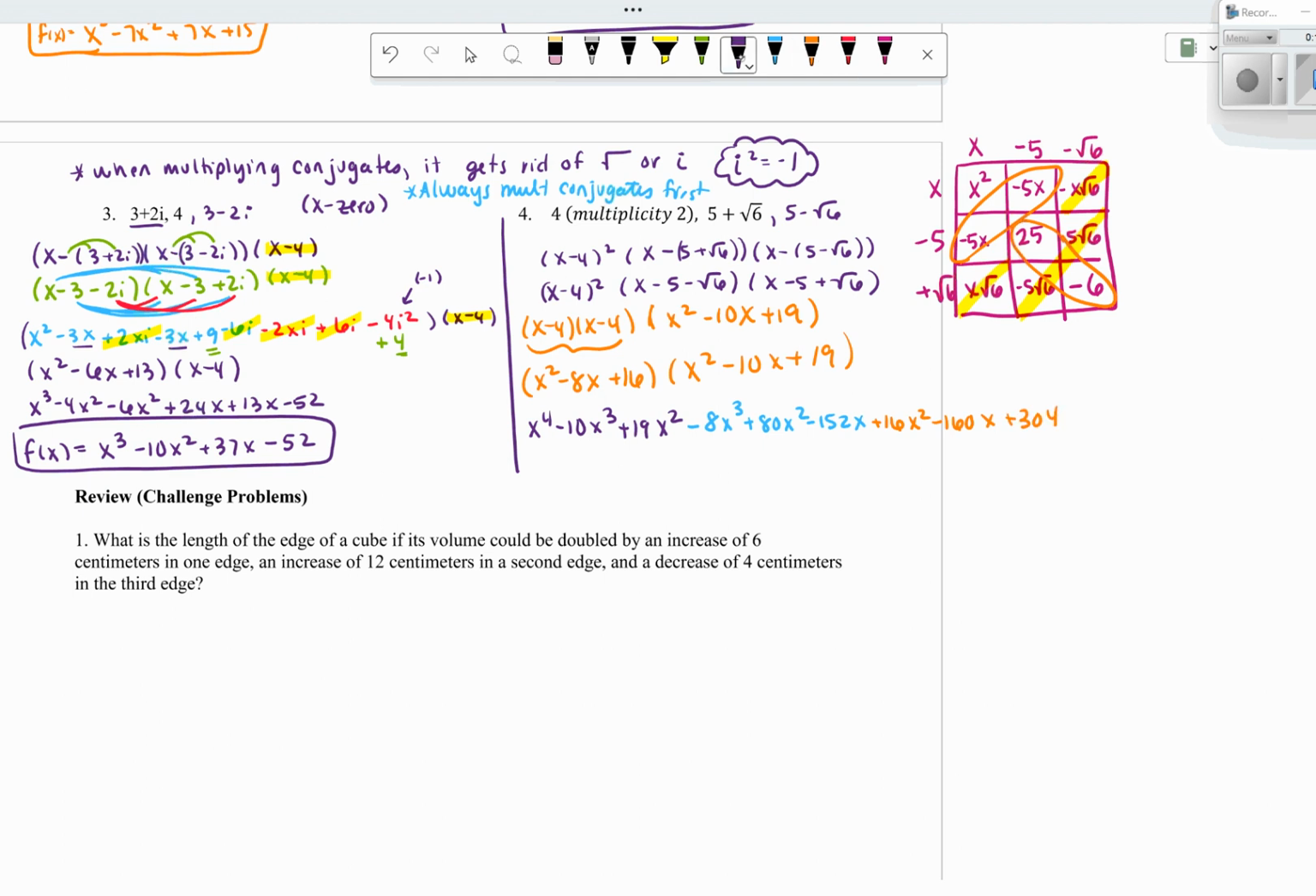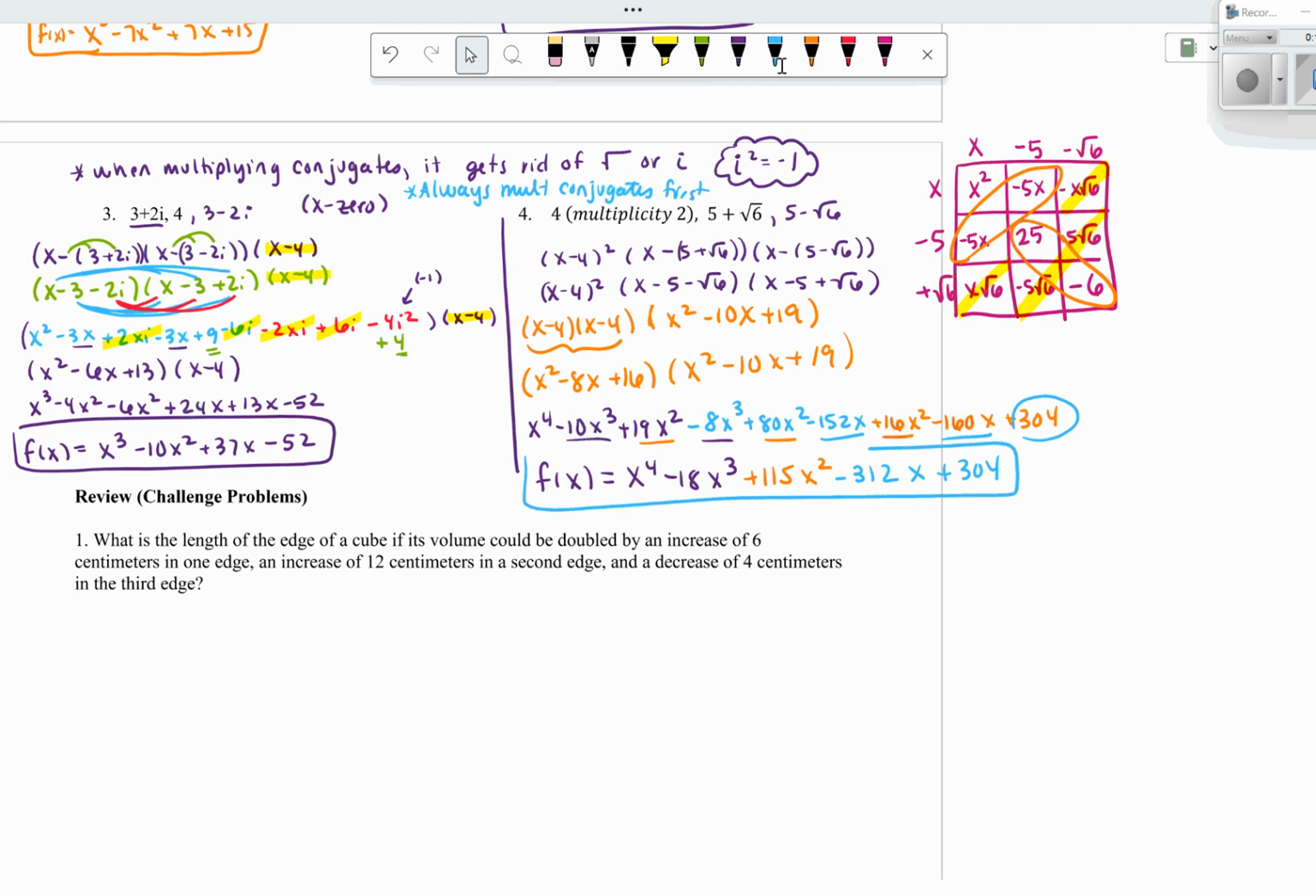And then we're going to combine our like terms. So f of x equals x to the fourth, and then we have this here are like terms, so minus 18x cubed, and then we have the quadratic like terms here, here, and here. There's three of them, so that becomes plus 115x squared, and then we have our linear like terms, minus 312x, and then plus 304. And so that gives us our polynomial standard form.